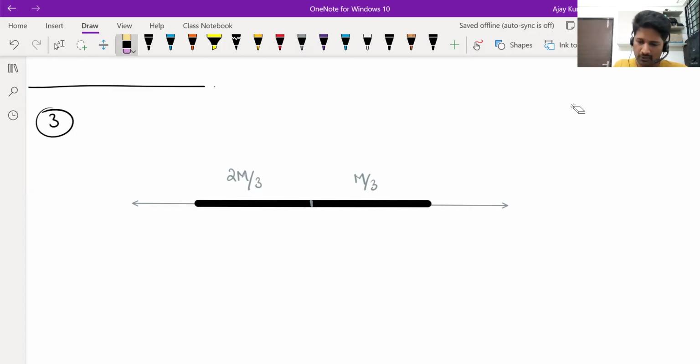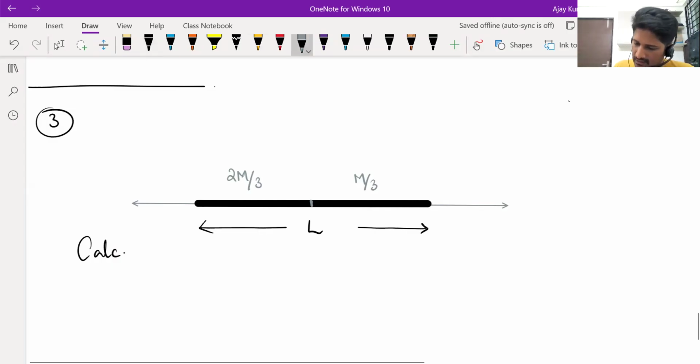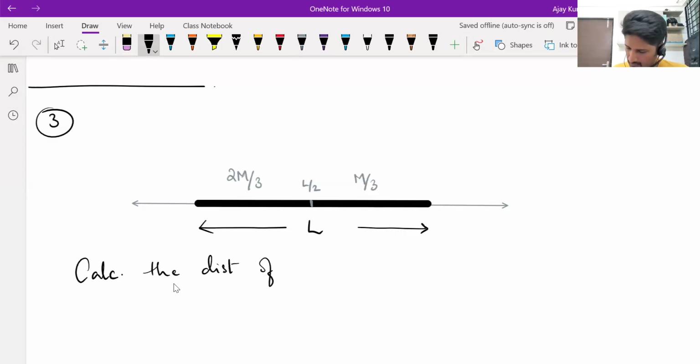Okay. What I want you to find out is, let's say total length is L. So exactly at L by 2, the material changes. Left half is made of maybe a heavier material, so its mass is 2m by 3. Right half is made of a lighter material, so mass is m by 3. Calculate the distance of center of mass from the left end of the composite rod.